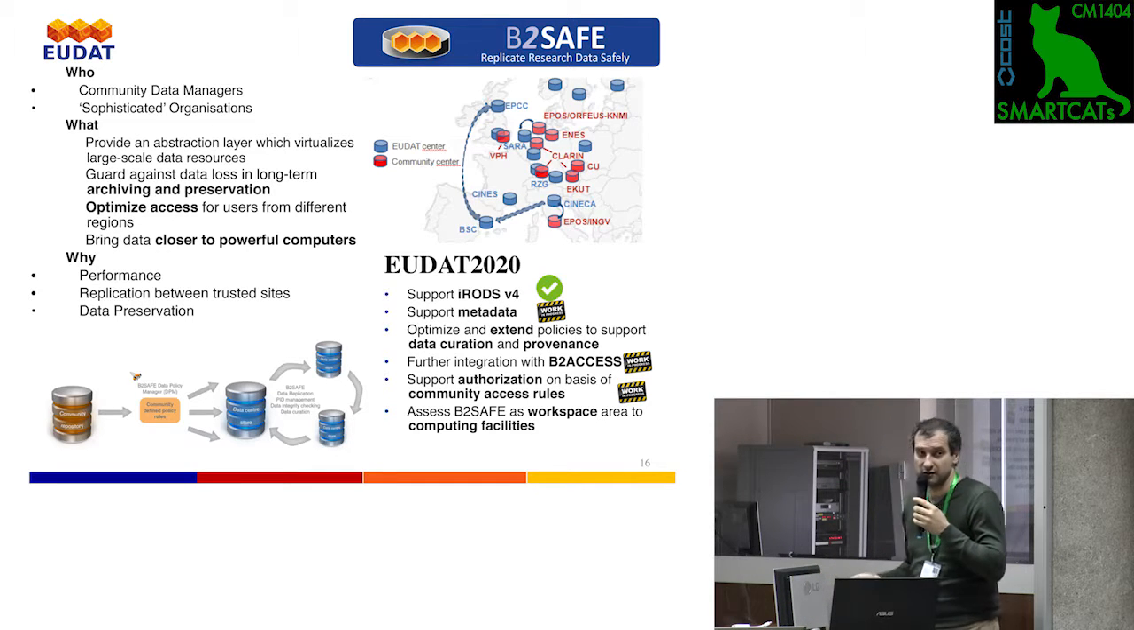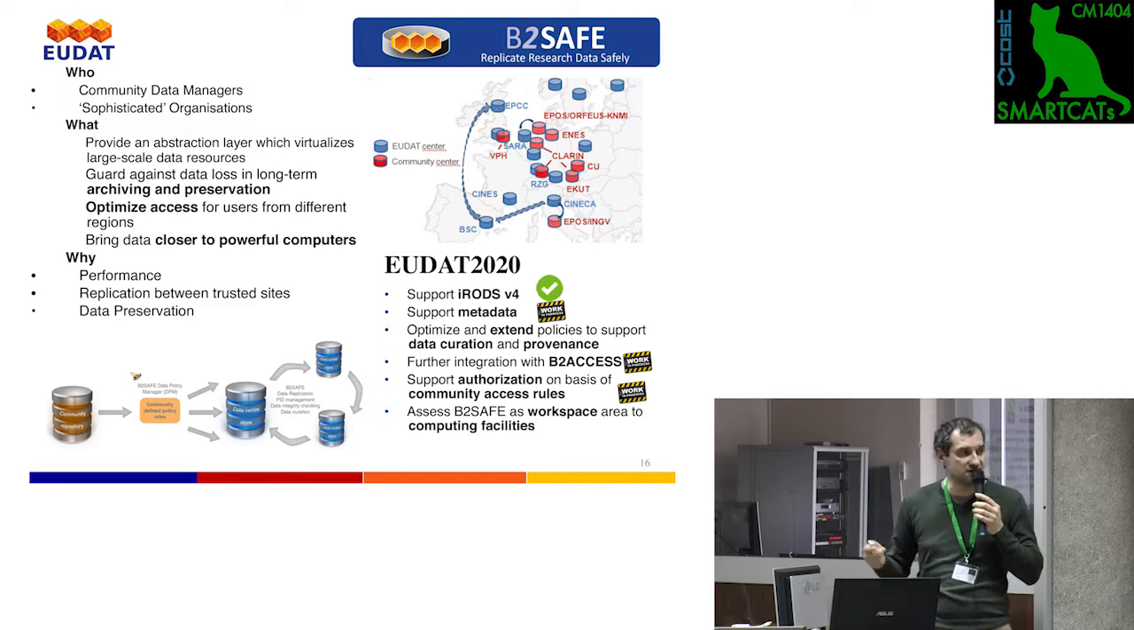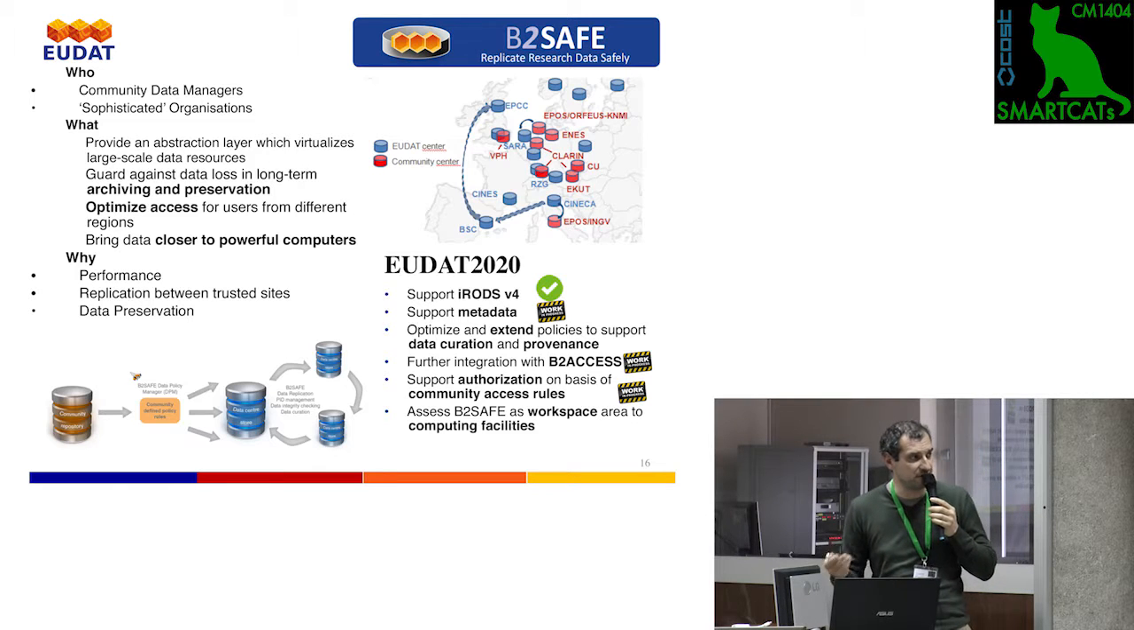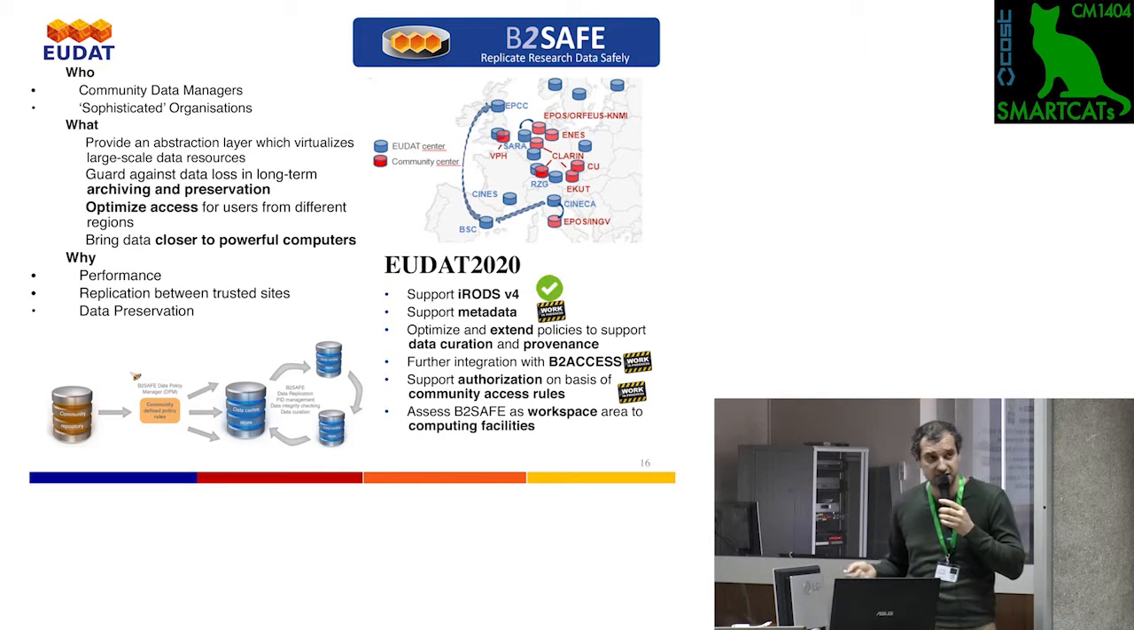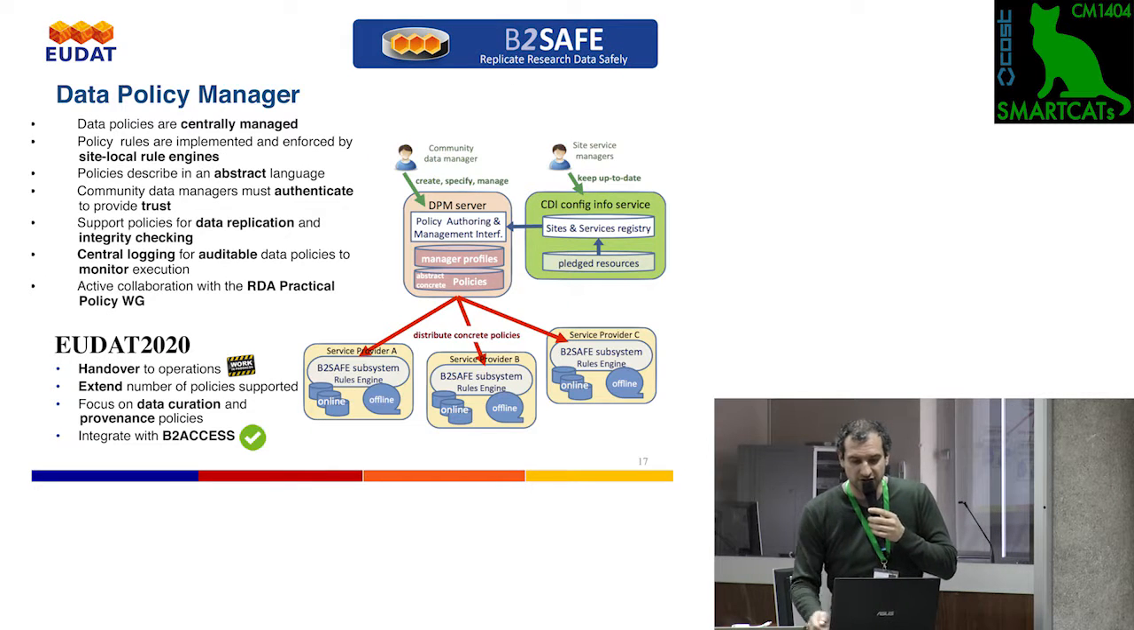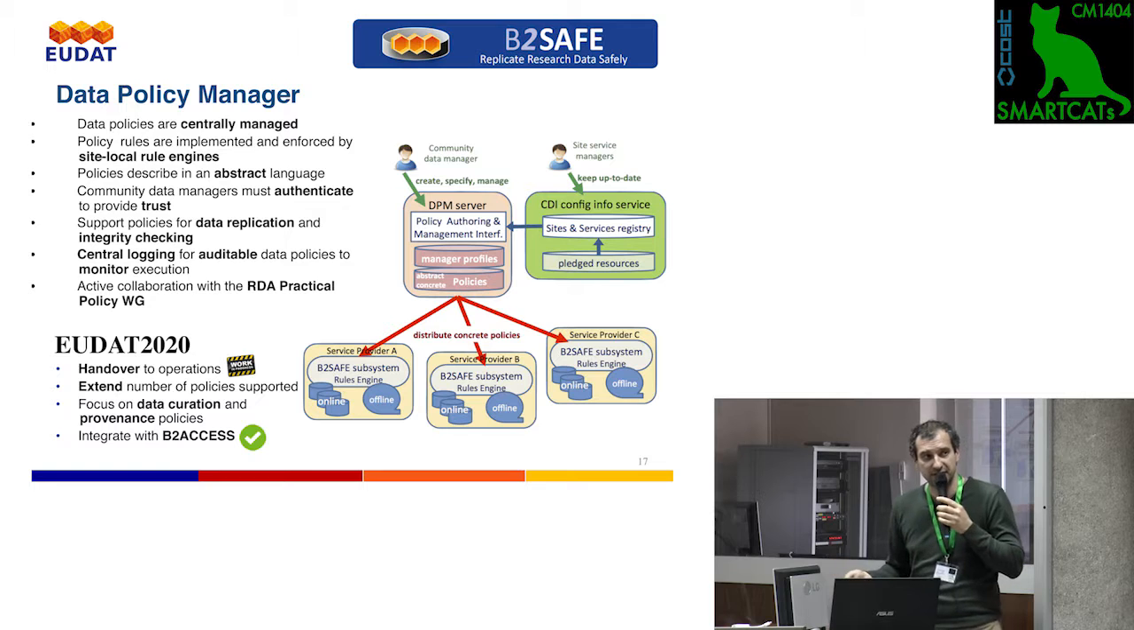B2Safe is the core of EUDAT. Why? Because it concerns the replication, the safe replication, so long-term preservation of data. It is a mechanism based on iRODS, a kind of wrapper, and it is responsible for the replication of data around the collaborative data infrastructure centers. So how do we build this wrapper on iRODS? By a policy manager.